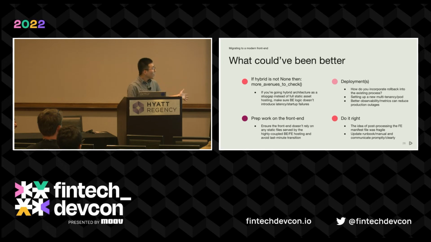Also on the prep work side, you have to, of course, cleanse the front-end code base so that you can get out of that ingrained mutual dependency. Also, do it right. You have to promptly update the runbook manual and the processes that referred to the old architecture, and communicate to your team in a clear way that this is the new way, this is how it's changed, and this is what you have to learn.